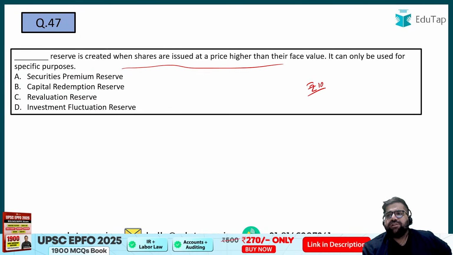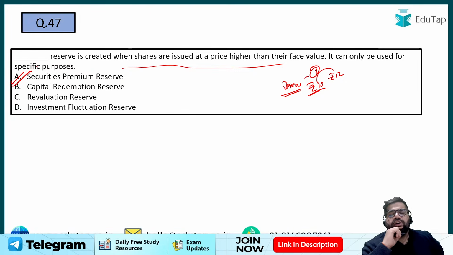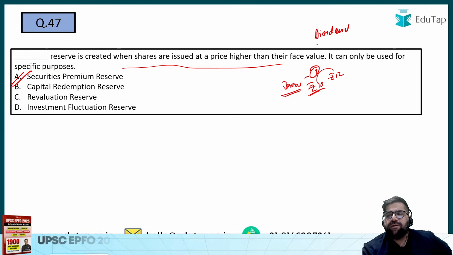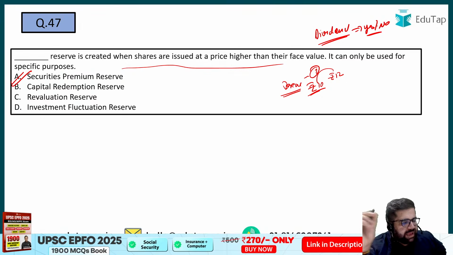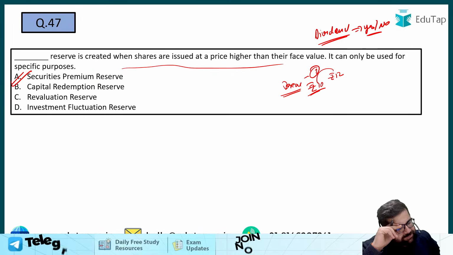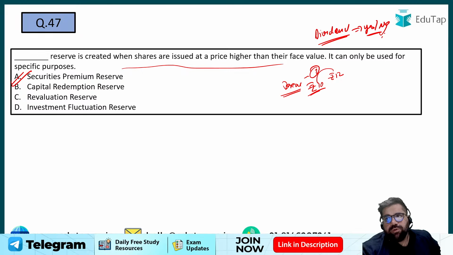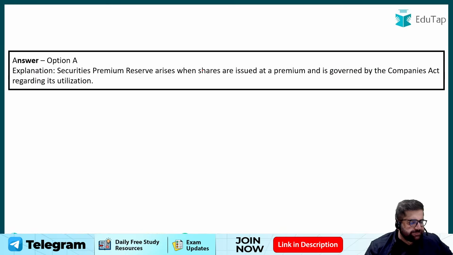Suppose the face value is 10, and I am issuing the shares at rupees 12. So what does this 2 represent? This 2 represents premium, and the amount you collect as premium will be transferred to the securities premium reserve. Tell me, can I pay dividends to my shareholders from the securities premium reserve? Yes or no? The answer is no. You cannot do that. So the answer over here will be option A.